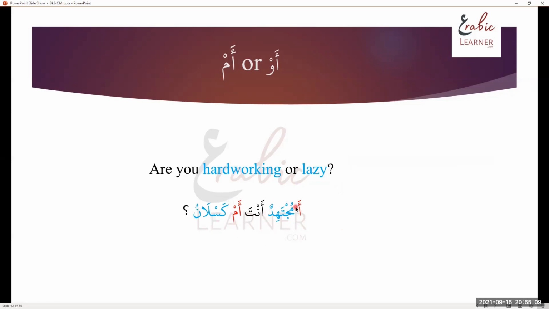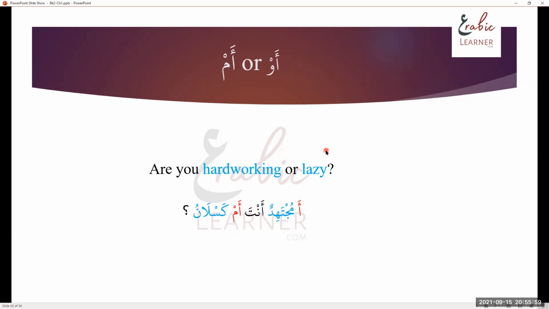Mujtahidun means hardworking. So this "am", which also means or, always comes in a question. It is accompanied by harf istifham, which you have learned in the previous book, which is a questioning harf, which means is or are, question mark. So it is always accompanied with that. So here you will always say, a mujtahidun anta.